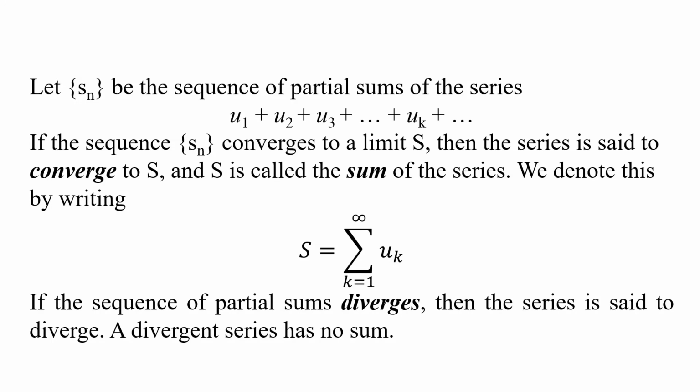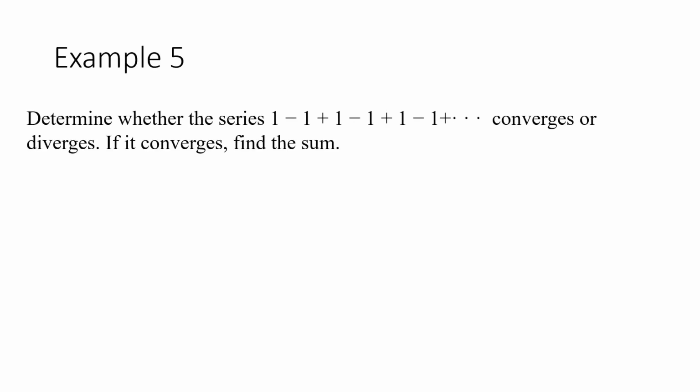We denote this by writing S equals the summation of u sub k from k equals 1 to positive infinity. If the sequence of partial sums diverges, then the series is said to diverge. A divergent series has no sum. Okay, let's have this one as an example.